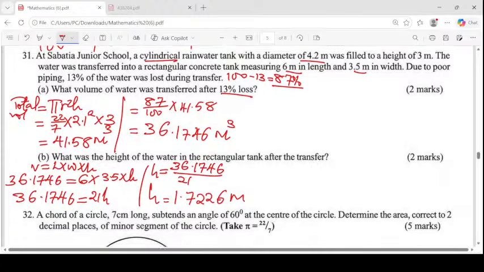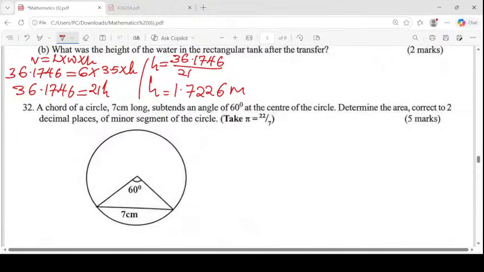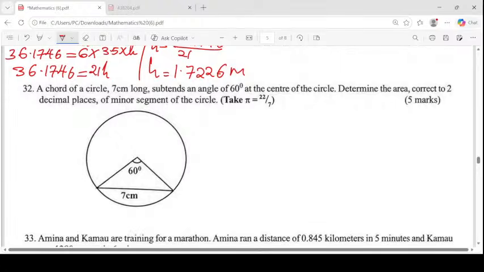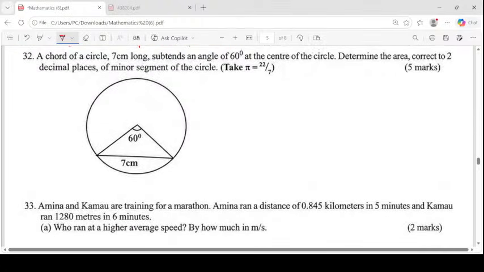Question number 32. Remember, the paper proceeds to question number 40. A chord of a circle 7 centimeters long subtends an angle of 60 degrees at the center of the circle.